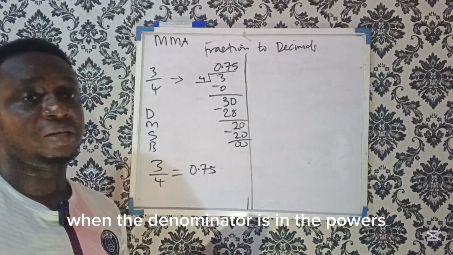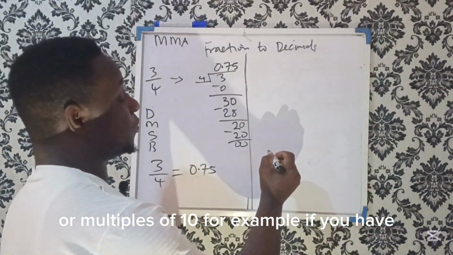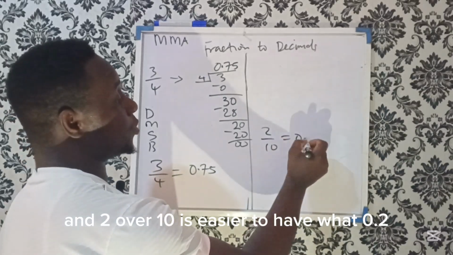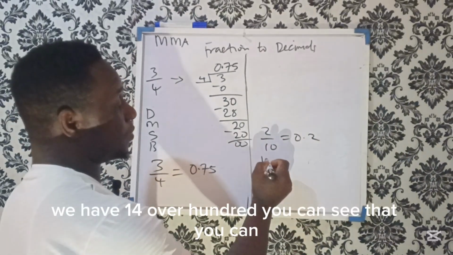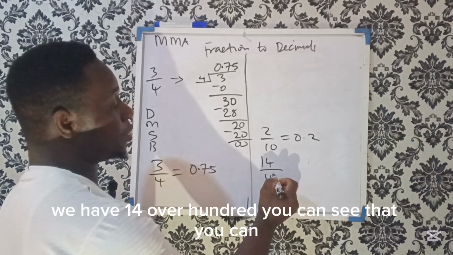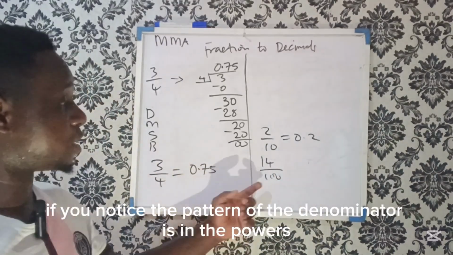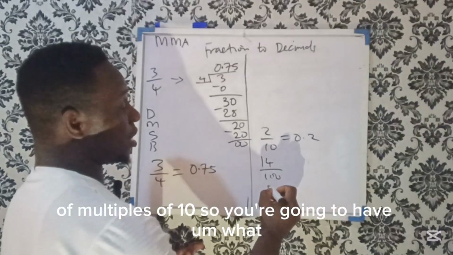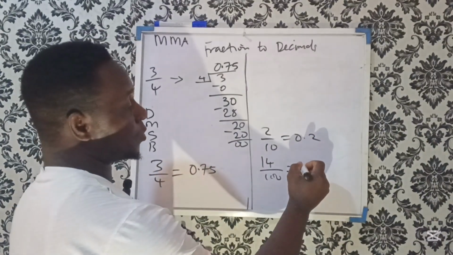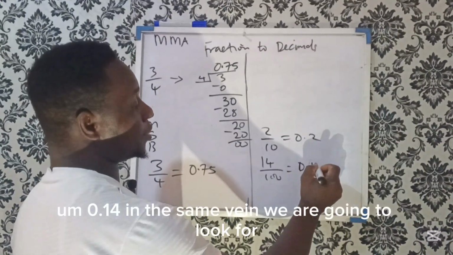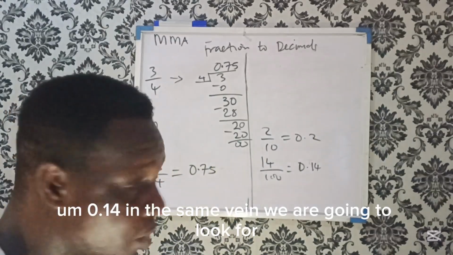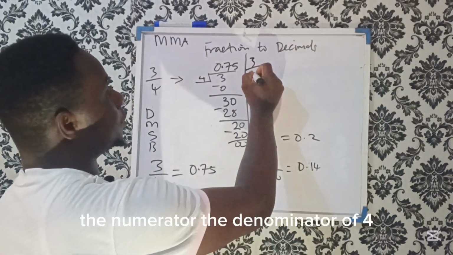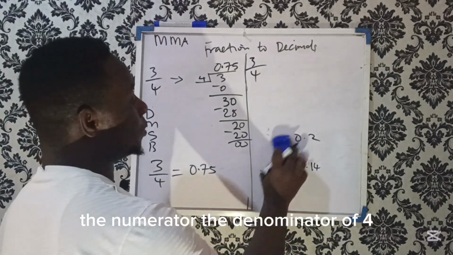The next method, recall that it's easier to convert a fraction to a decimal when the denominator is in the powers or multiples of 10. For example, if we have 2 over 10, it's easier to have what? 0.2. We have 14 over 100. You can see that if you notice the pattern, the denominator is in the powers or multiples of 10. So we are going to have what? 0.14.